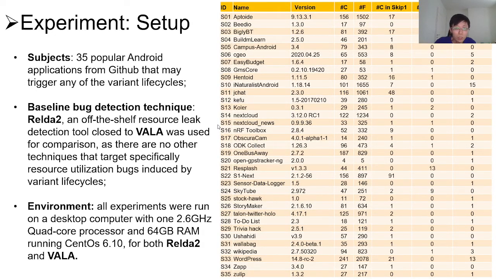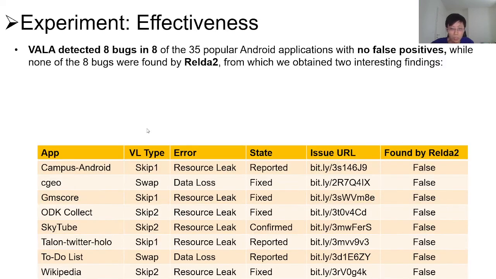And we evaluate our Vala on 35 popular Android applications from GitHub that may trigger any of the variant life cycles. Here, we list their names, their versions, the numbers of their components, fields, and the components that may trigger variant life cycles. We also compare Vala with Radar 2, an off-the-shelf resource leak detector. In 8 out of the 35 apps, Vala detected 8 bugs with no false positives, and 7 of them were reported for the first time, and 5 of them were quickly confirmed or fixed.